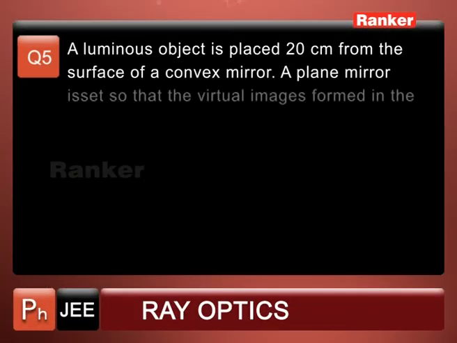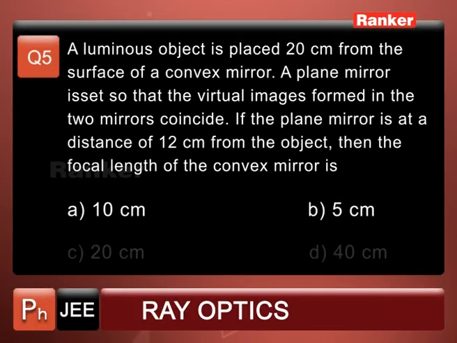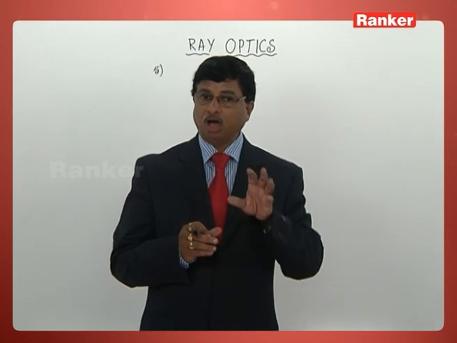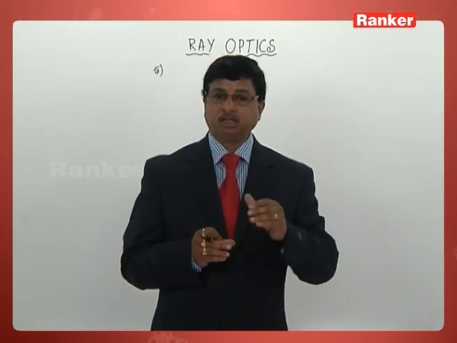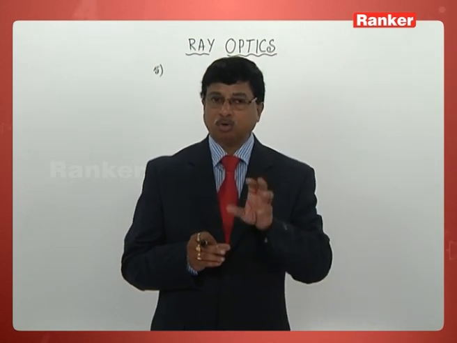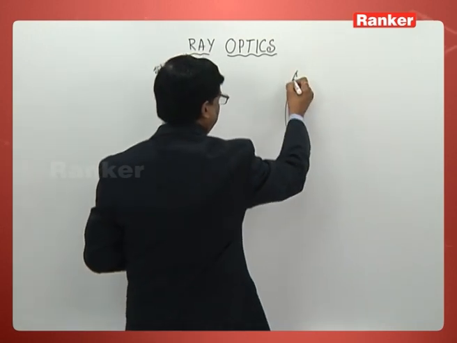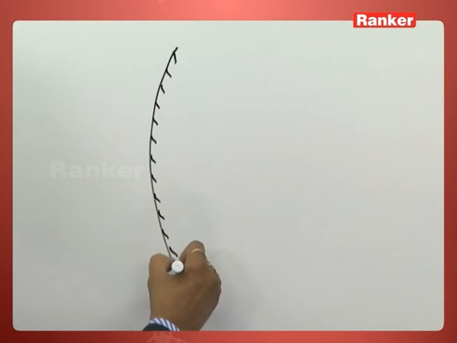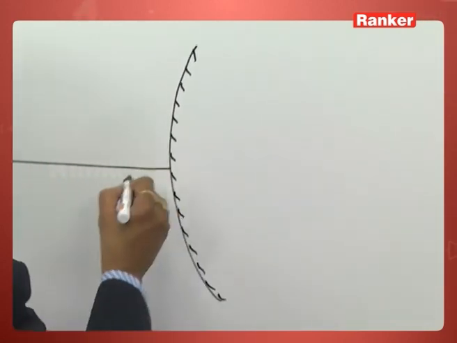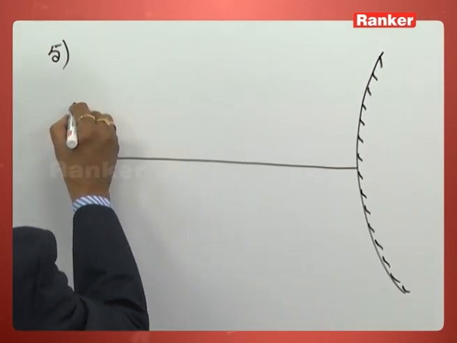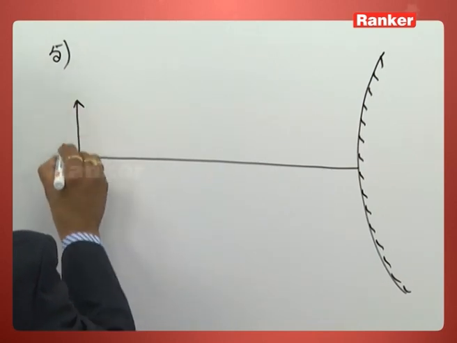A luminous object is placed 20 centimeter from the surface of a convex mirror. Firstly, understand that when convex mirror is the one, we are keeping an object at a distance 20 centimeter from the pole of the mirror. So we can firstly understand this way. This being the convex mirror, this being the principal axis, there is an object somewhere here. Right? The object, of course, you people can take up here as AB.